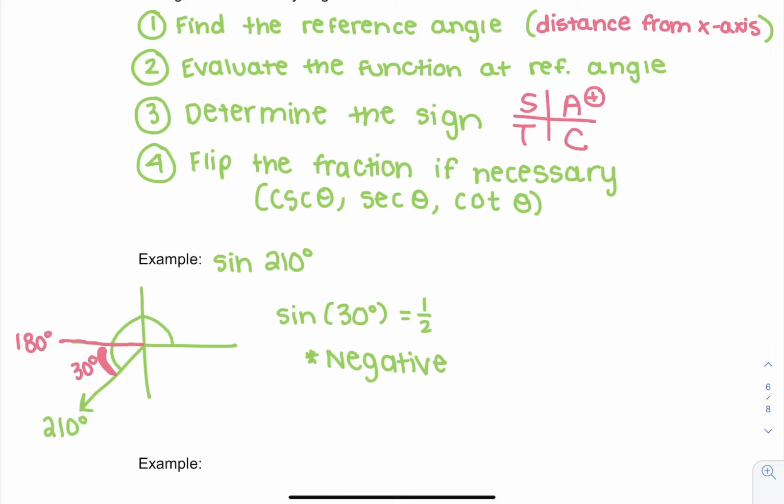So finally, we kind of combine everything we know. So our final answer is actually negative 1/2. So what's really cool about reference angles is that they have the same value as the function, except it might differ by positive or negative. So if you know the reference angle, you kind of know the value of the function at that point. It's just you have to determine the sign, and you have to flip it if necessary.